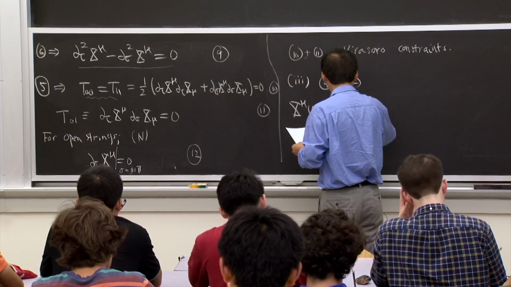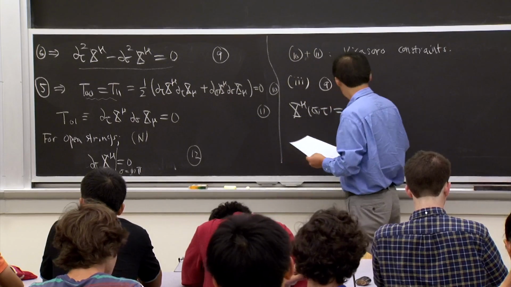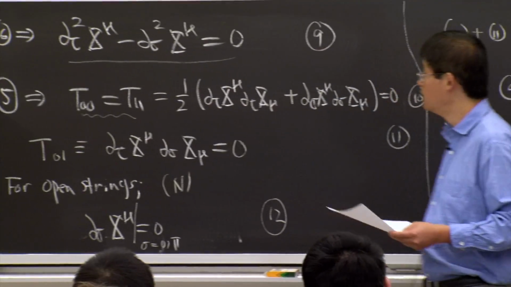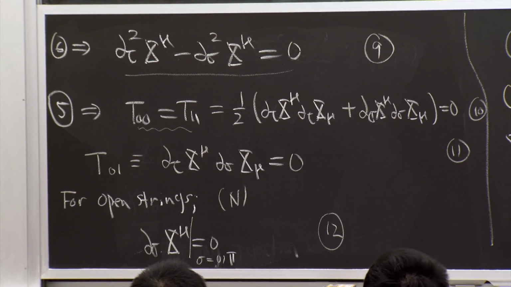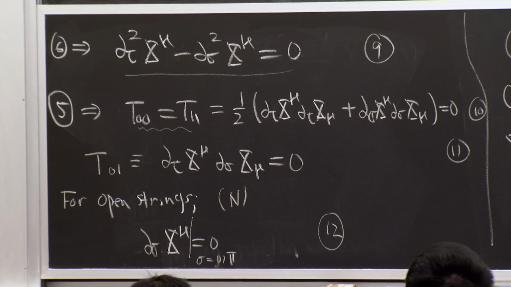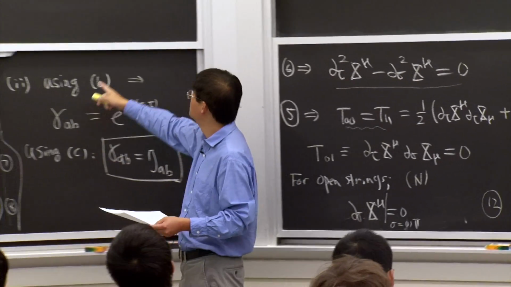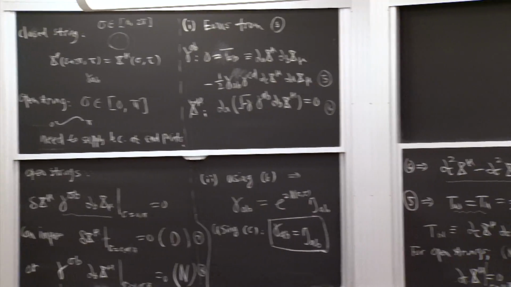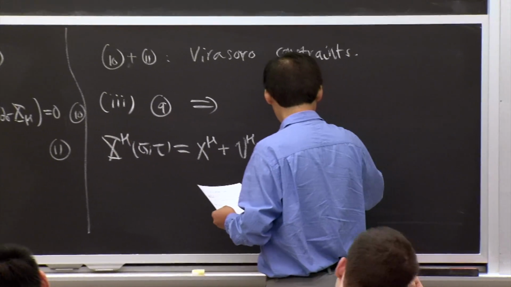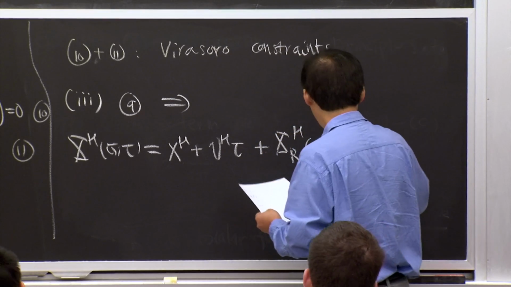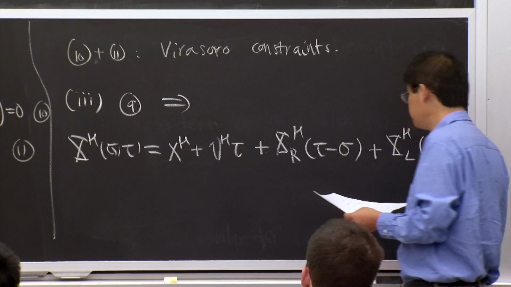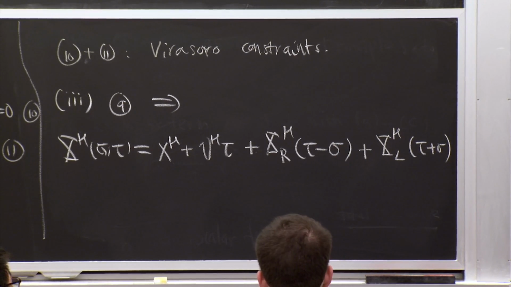So I can have a constant, of course, satisfy this equation. I can have a linear term in tau, which of course will satisfy this equation. For a closed string, in principle, I can also have a linear term in sigma, but that won't satisfy the periodic boundary condition, so that's not allowed. And then I can add the traveling wave solutions. So this is a left moving wave, or right moving wave, and this is a left moving wave. Okay? So this is a full set of solutions.